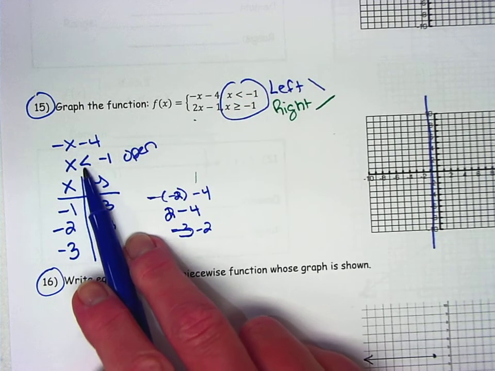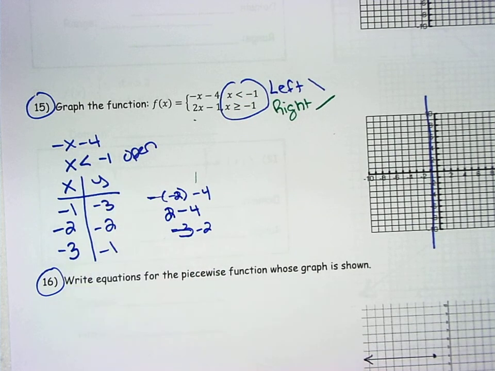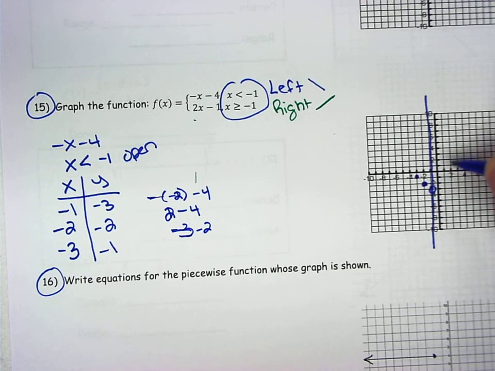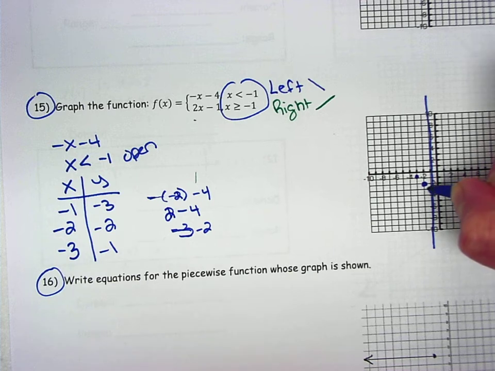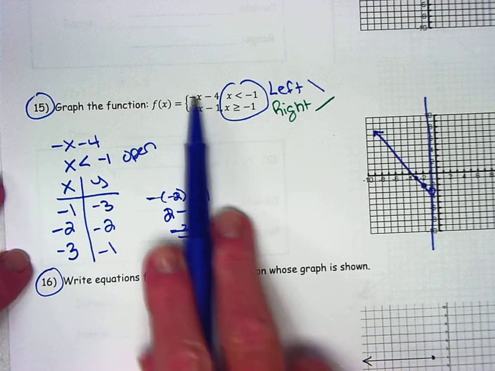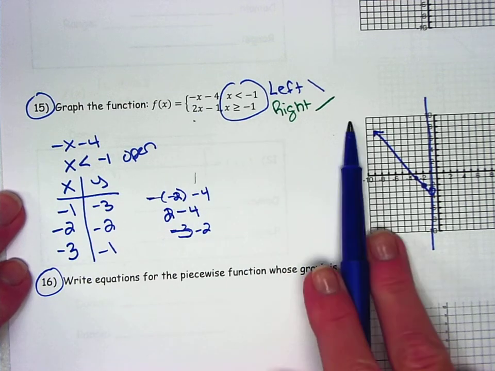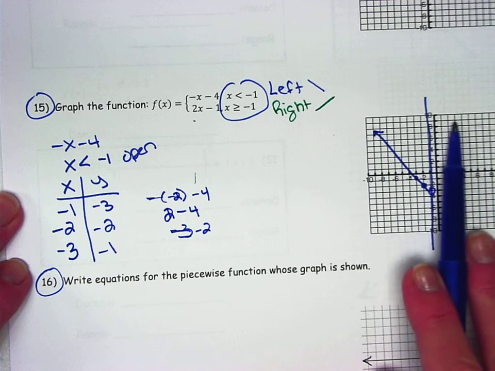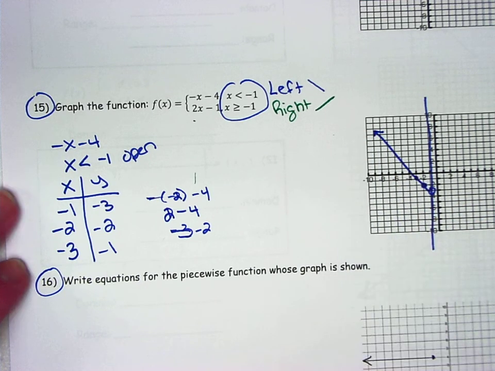Since that parameter is less than, I know that I'm going to have an open circle there. -1, -3, -2, -2, -3, -1. So this is a negative slope, and when you read a graph from left to right, it is going downhill. So that one looks good to me.